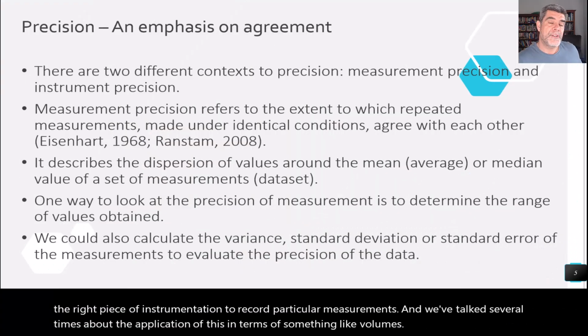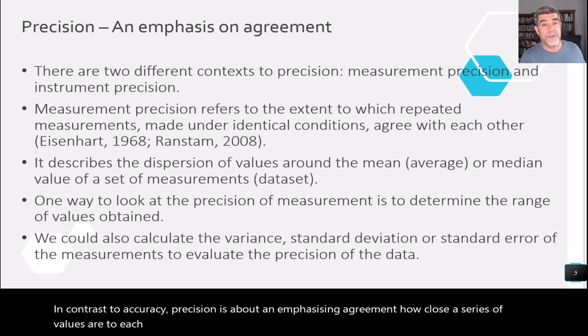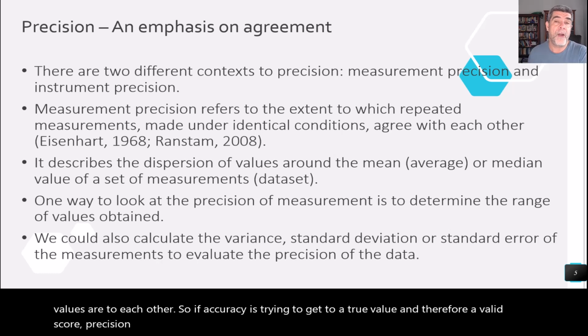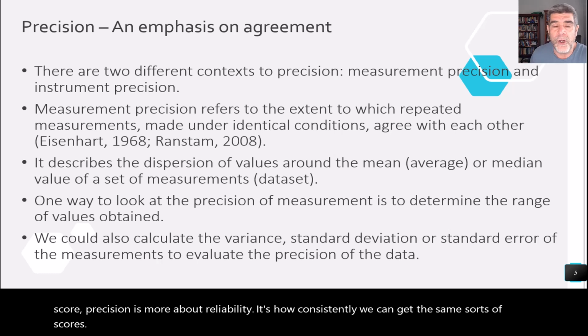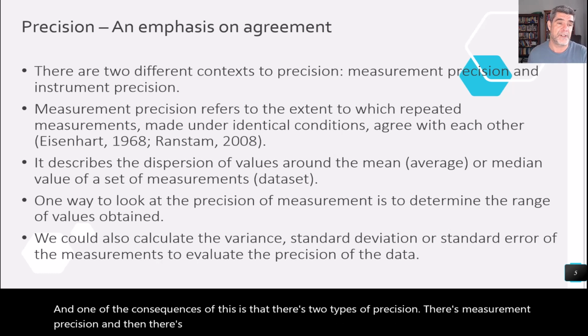In contrast to accuracy, precision is about emphasizing agreement, how close a series of values are to each other. So if accuracy is trying to get to a true value and therefore a valid score, precision is more about reliability. It's how consistently we can get the same sorts of scores. And one of the consequences of this is that there's 2 types of precision. There's measurement precision, and then there's instrument precision. So we'll quickly have a look at each of these 2 types.